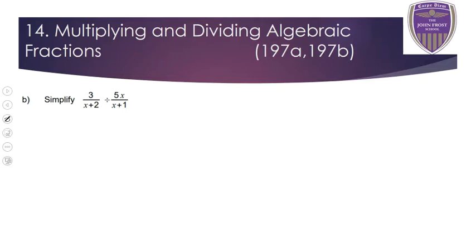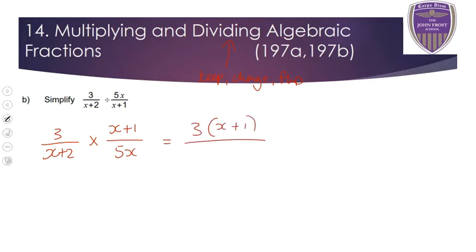And then the last one, this time it's dividing. So we need to remember how to divide two fractions. Keep, change, flip. We keep the first one the same. We change the symbol from divide to times, and we flip the second fraction over. So instead of 5x over x plus 1, it's x plus 1 over 5x. Then we do the same as we did in part A. So times the top two together, that's 3 times x plus 1, times the bottom two together, so that's 5x times x plus 2.